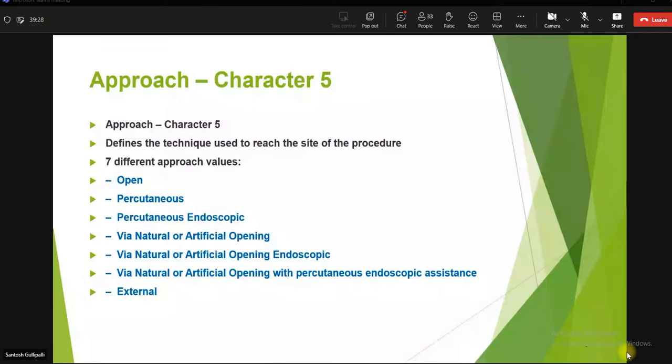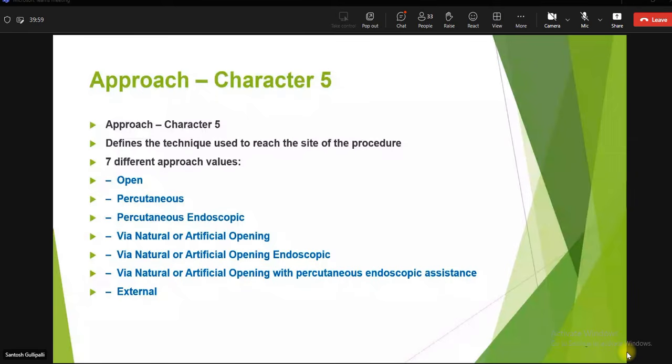So these are the very important approaches and a very important interview pattern question also. How many approaches are in PCS coding and what are the approaches? Total 7 approaches in PCS coding: open approach, percutaneous approach, percutaneous endoscopic approach, via natural or artificial opening, via natural or artificial opening endoscopy, via natural or artificial opening with percutaneous endoscopy, and external approach.